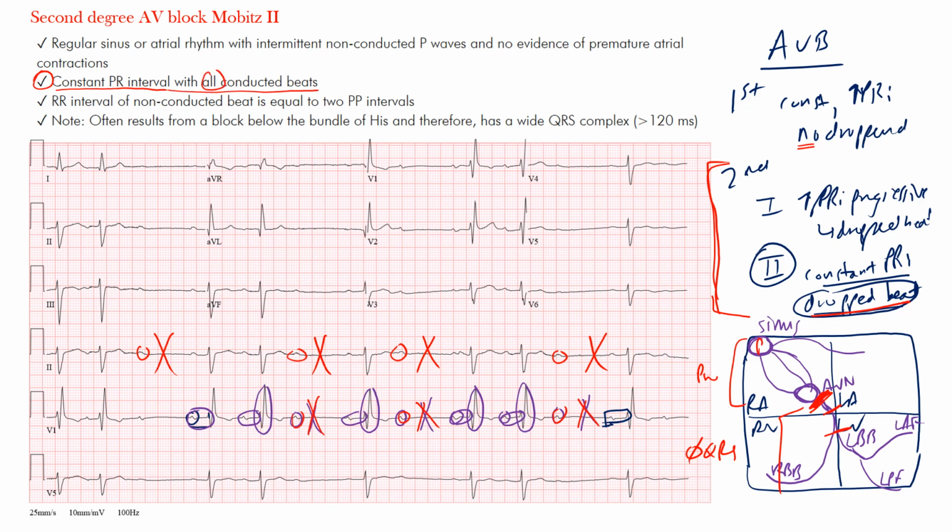All right. So hopefully that makes sense, and hopefully you are able to differentiate between these blocks. And in the next one, we'll take a look at complete or third degree heart block. Well, that's the end of this lecture. I hope you learned something.